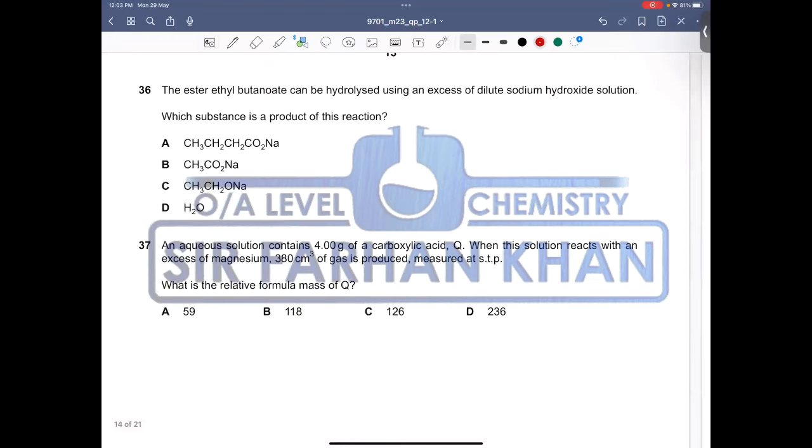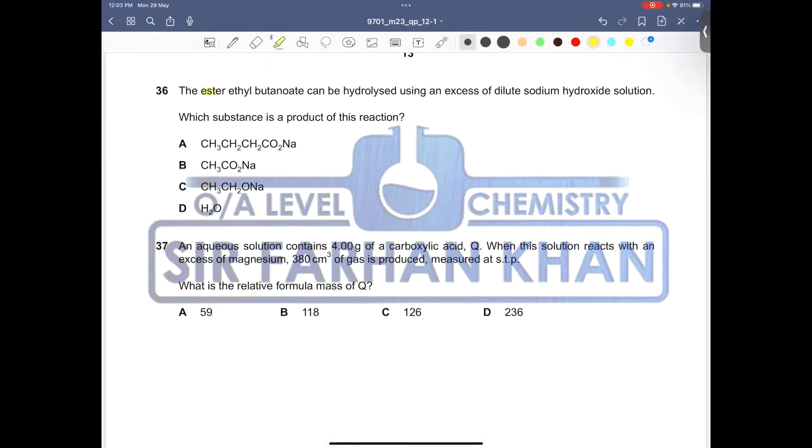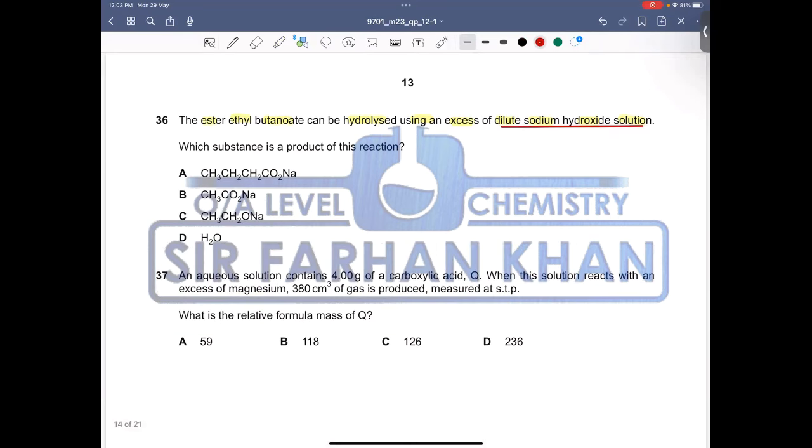That's a tricky question actually. Question number 36. The ester ethyl butanoate can be hydrolyzed using an excess of dilute sodium hydroxide. That's an alkaline hydrolysis, guys. This is the alcohol part according to my lecture, and this is the acid part.